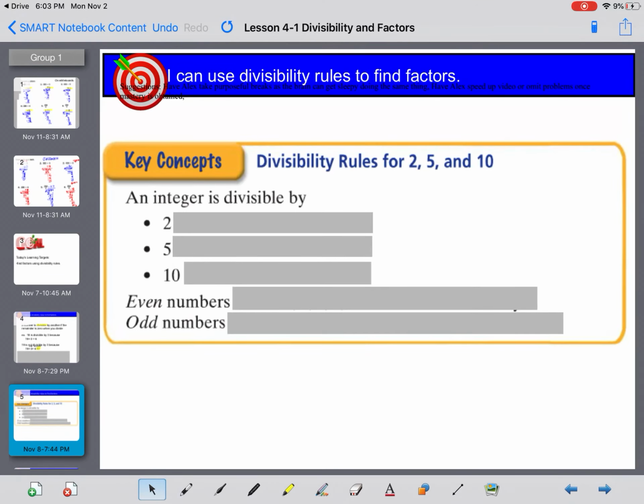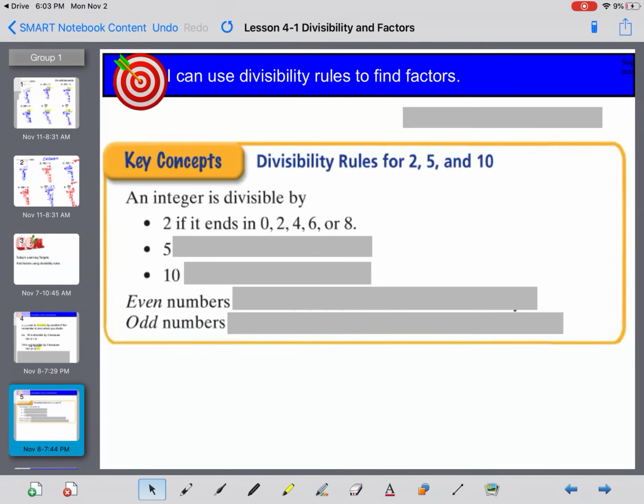Now there are actually some rules that you can use to know if a number is divisible by another number. So an integer or a number, positive or negative, is divisible by 2 if, make sure that you highlight this and memorize this. This is important. I know it's already in your notes. But if the number ends in a 0, 2, 4, 6, or 8, then it's divisible by 2.